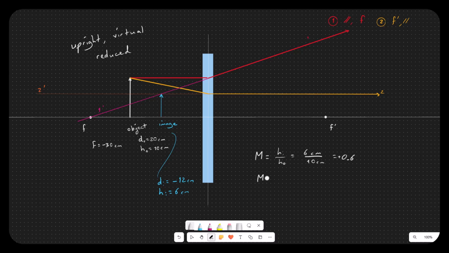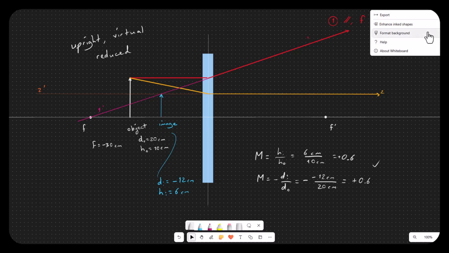I can also get my magnification from negative DI over DO. So let's see what that is. I get a negative 12 centimeters over 20 centimeters. 12 over 20, that's 6 over 10. Negative and negative cancel. I get a positive 0.6, which checks out. My magnification makes sense.